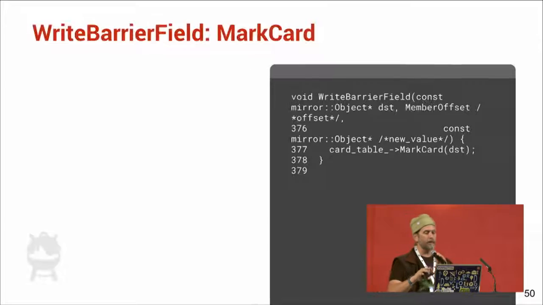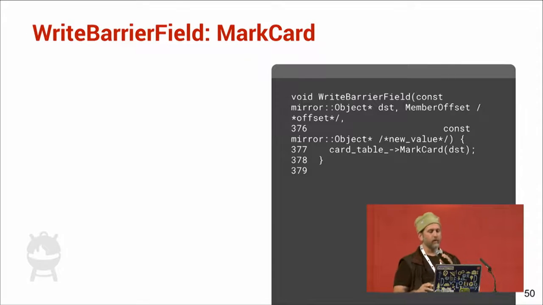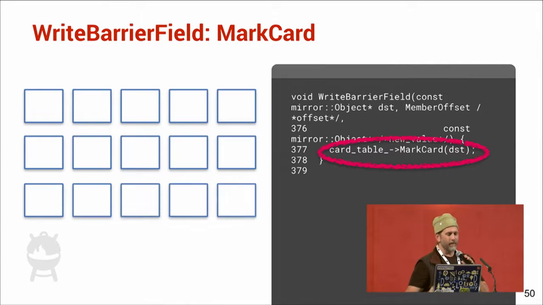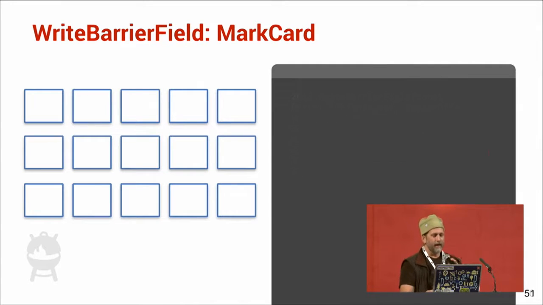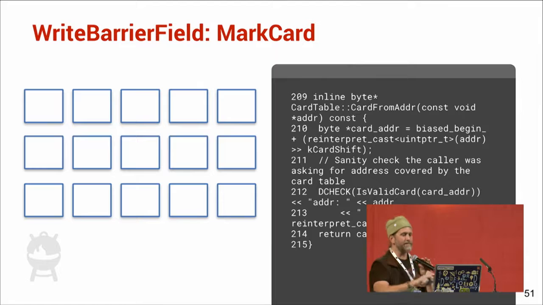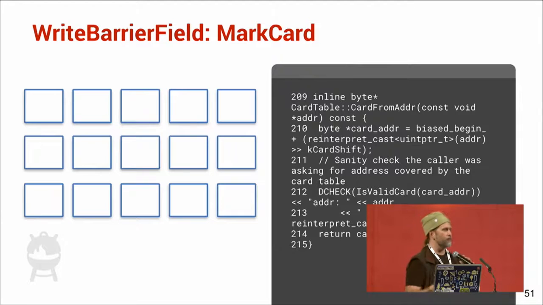Anyway, take a look at what write barrier field does. It calls mark card. See? I told you there'd be cards. In this case, a card is just an area of memory. It's kind of like a page, only it's not the same size. And besides, that word was taken, so we call it a card. Now, marking the card just says, hey, something in this memory has changed.